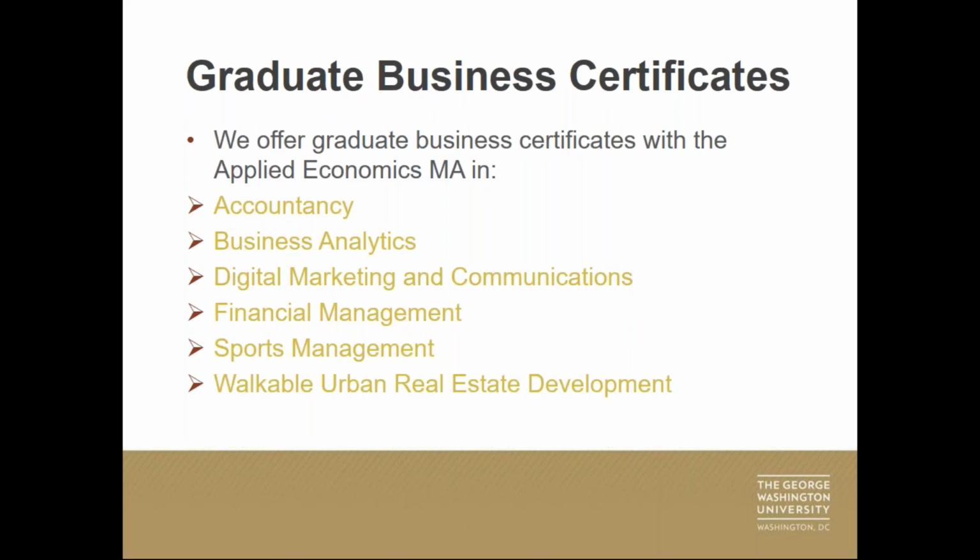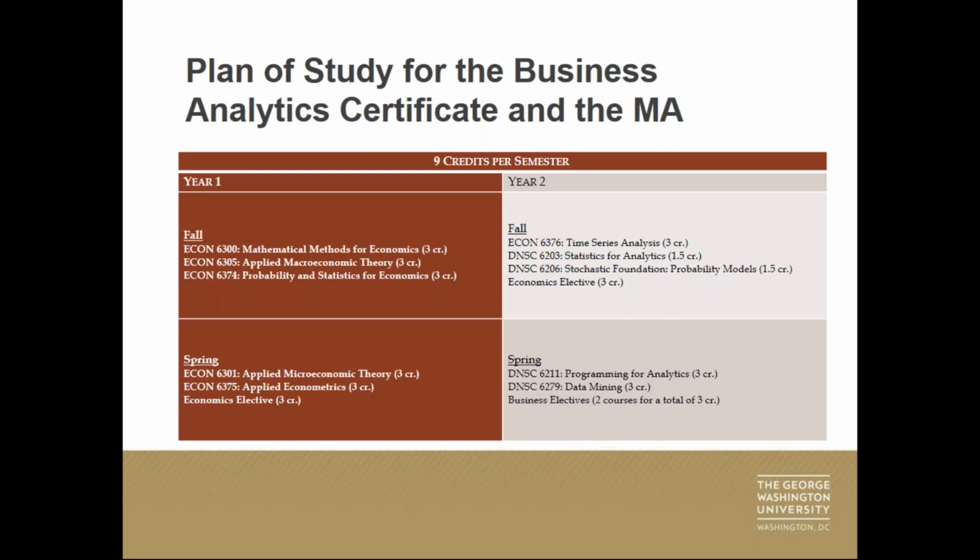I mentioned the graduate business certificates. Those are done in conjunction with the business school, and we have, let's see, 1, 2, 3, 4, 5, 6 of them in place. Again, it operates in the same way. You can double count up to 2 courses taken for the business certificate for your applied econ master's degree. And again, I stress that's one of those only at GW features that makes our program attractive.